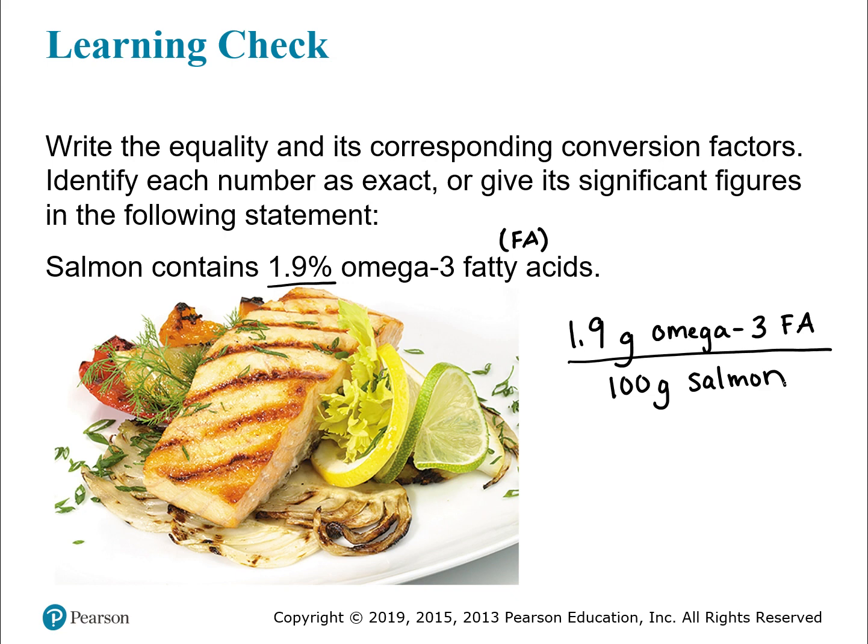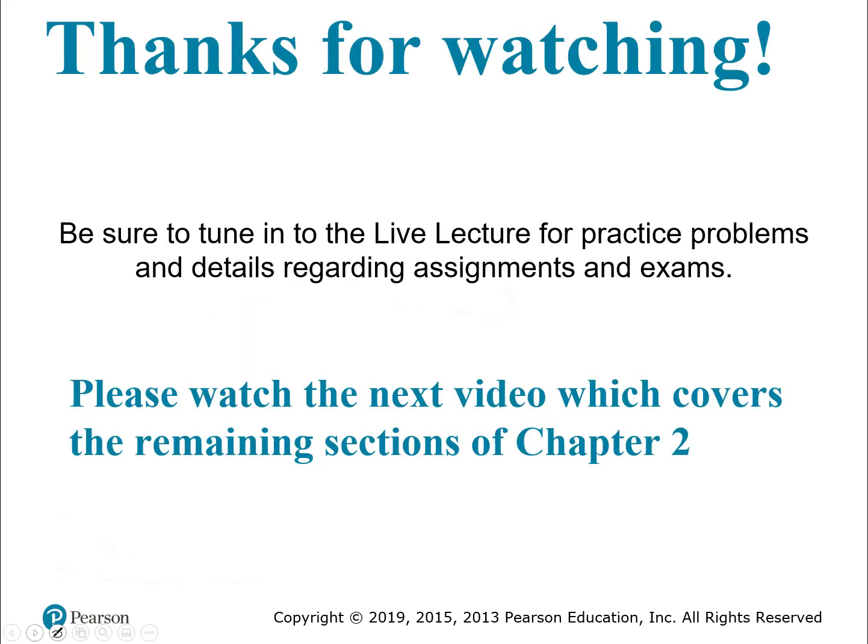And we can use that to do calculations. Let's say that we had a piece of salmon that was, I don't know, 1.2 kilograms, which is kind of a big piece, right? Maybe it's a small fish. You can calculate how many grams of omega-3 fatty acid you have based on your conversion factor. But we're not going to do that this time. That's for next time. So make sure that you tune in to the second part.